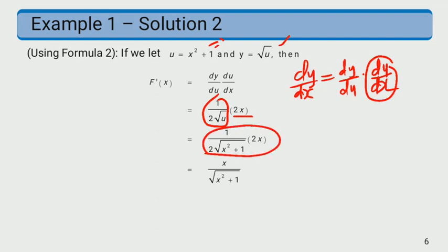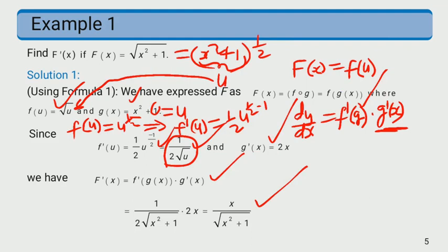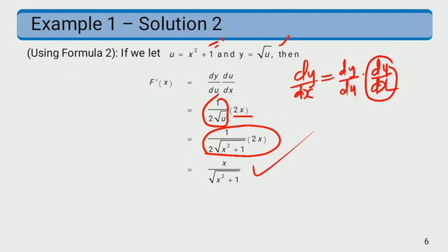Your u is nothing but x squared plus 1. Then you simplify, you end up here. The two cancel. The same answer as previously. So these two answers are the same. So it's up to you as a student, which one you feel more comfortable with between the two formulas. But use them appropriately.